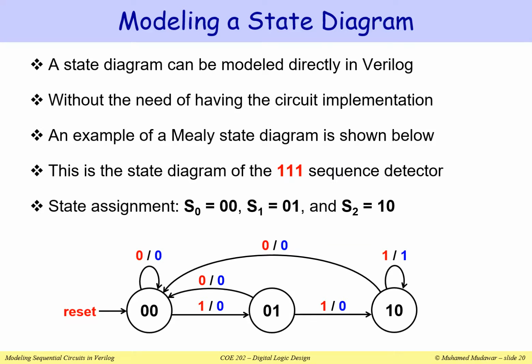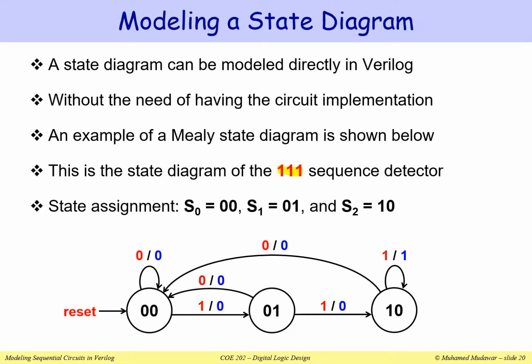Here's an example of a Mealy state diagram as shown below. You can see that the output appears on the transition, on the arc. So we have here a state diagram for the 111 sequence detector. This state diagram is going to detect the 111 sequence. It can detect 3 or more ones. We have seen the state diagram in a previous presentation.